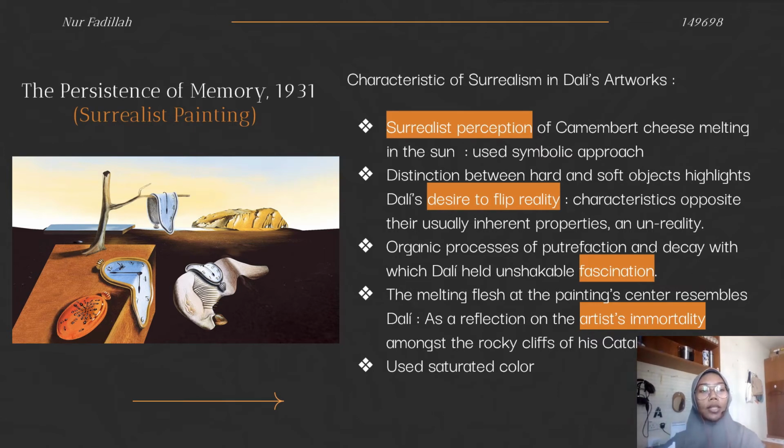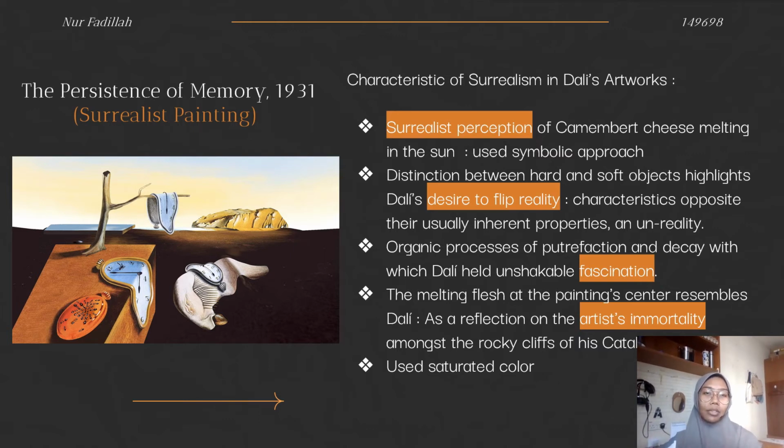The artwork that I chose is The Persistence of Memory, produced in 1931. It's a surrealist painting by Salvador Dali. There are a few characteristics of surrealism in this painting that you can see. The first one is the surrealist perception of camembert cheese melting in the sun. Dali used a symbolic approach in his painting, where he used the melting cheese to give a message about the passing of time.